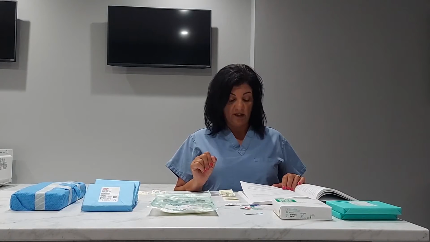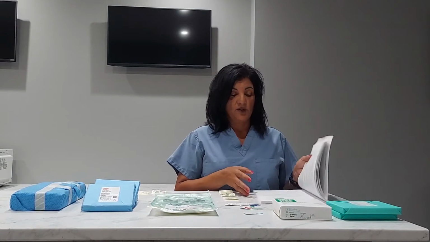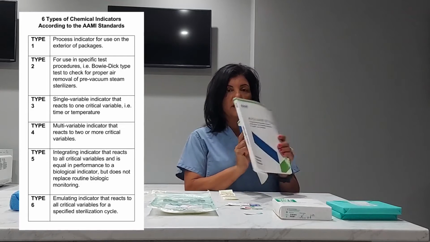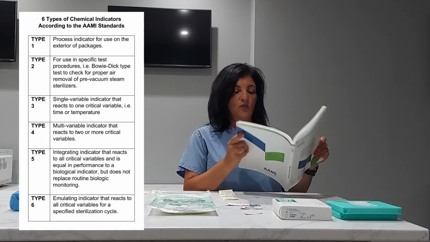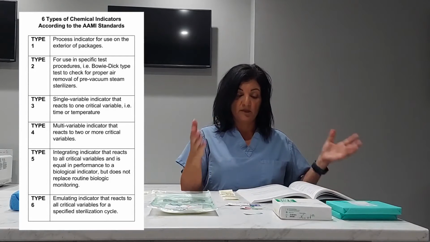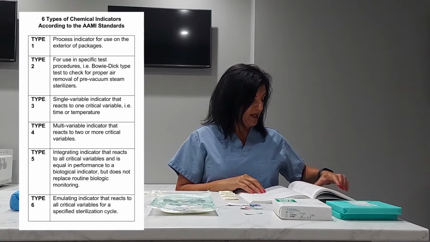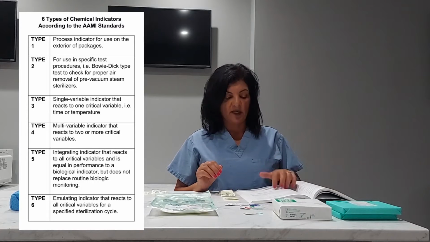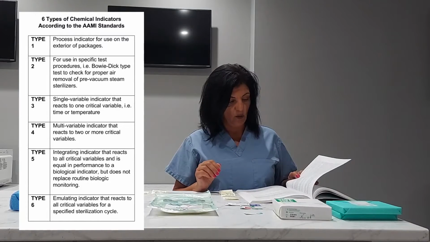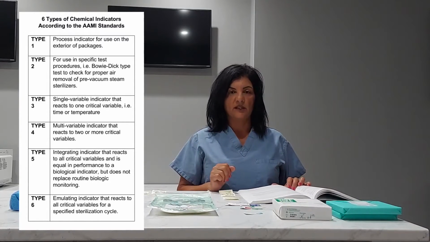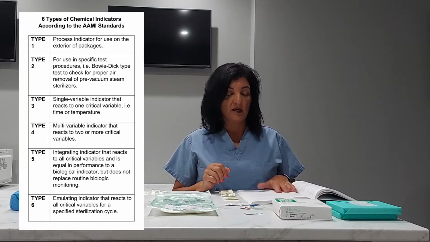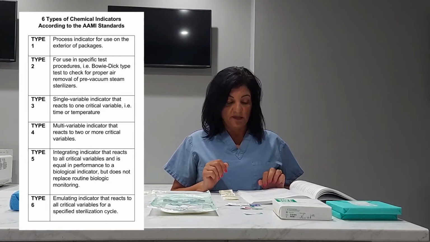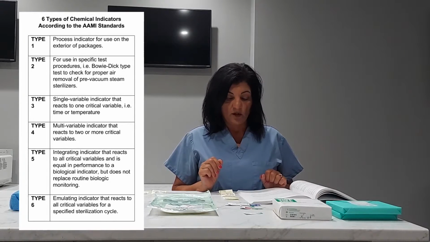Today we are going to be talking about chemical indicators, specifically the 6 classes of chemical indicators. Now, I want you all to know that here's your ANSI AAMI 2017, where I'm getting the information from. If you look at page 78, I go from page 78 to probably about page 80, 81 or so. If you want to look at that information after you see the presentation, please by all means reference your AAMI ST79.